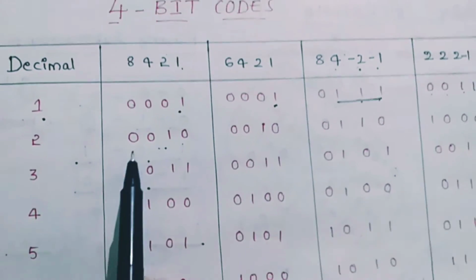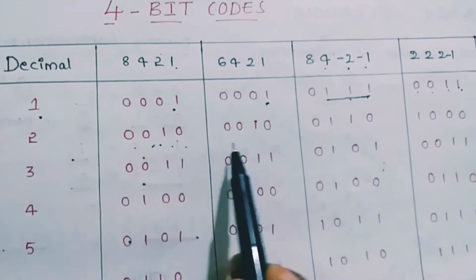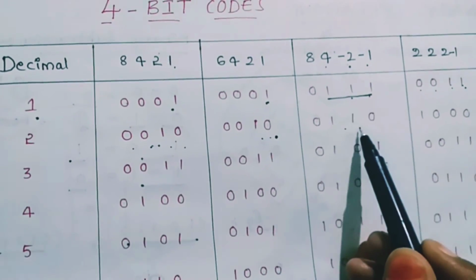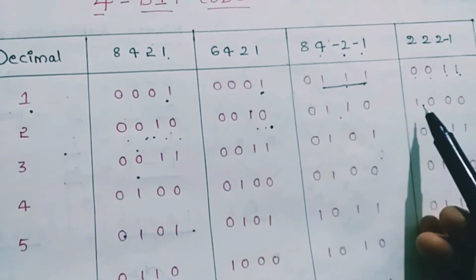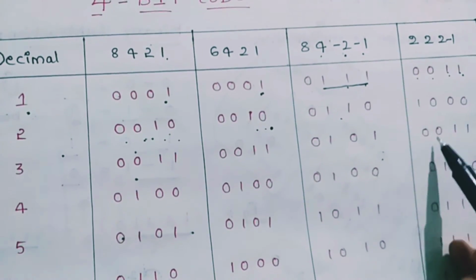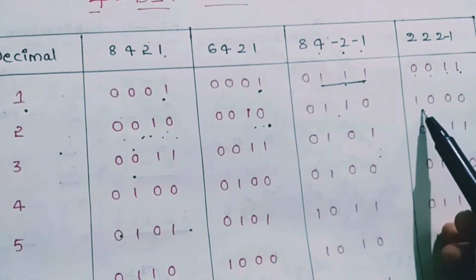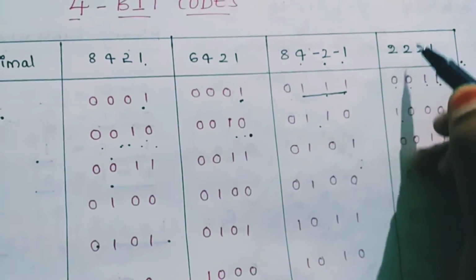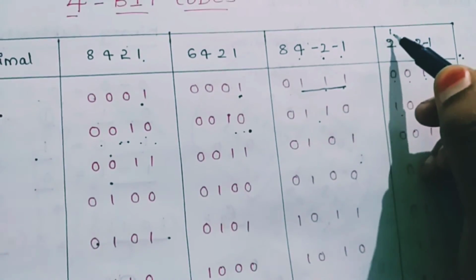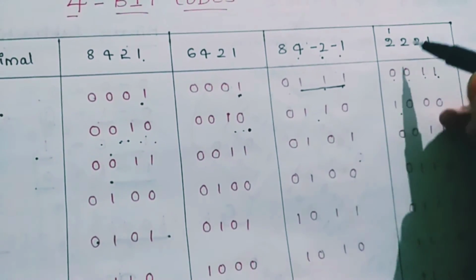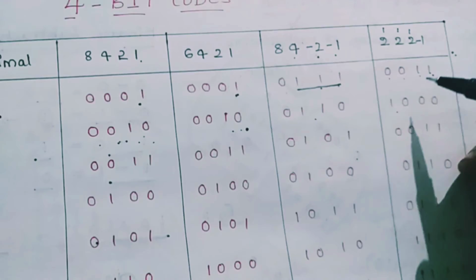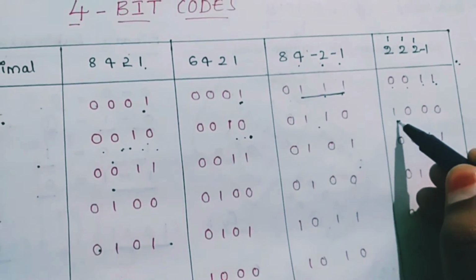And decimal 2: 0, 0, 1, 0 in 8421, 0, 0, 1, 0 in 6421, 0, 0, 1, 1, 0 in 84 minus 2 minus 1, and 2221. Here we keep 1, here also 1. In 2221, as we keep 1 here we also get 2 value, and here 1 also we get 2 value only. Here also we get 2. So I keep 1 here.